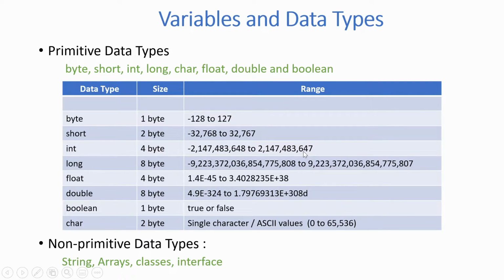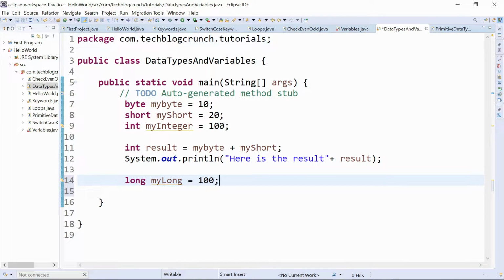Now, how do we declare a variable of type long? We use a long keyword. The default value of long is 0 capital L. We'll see an example for this as well. So here you see I have declared a variable mylong, which is of type long, and I have assigned the value as 100.